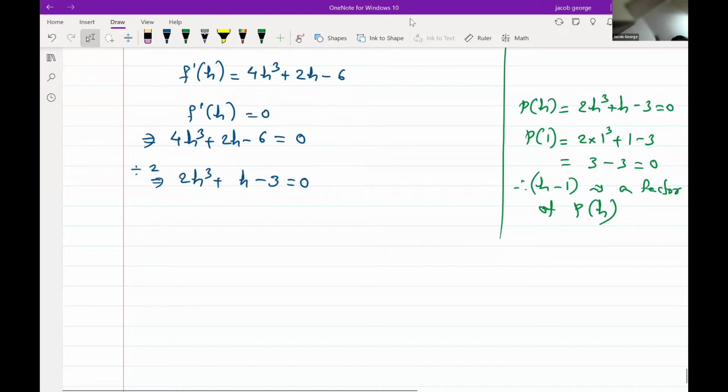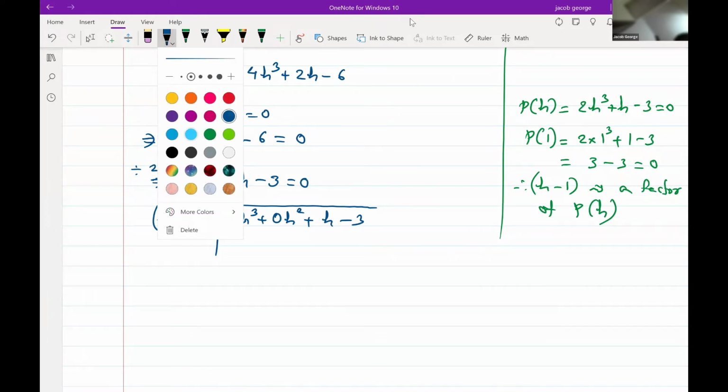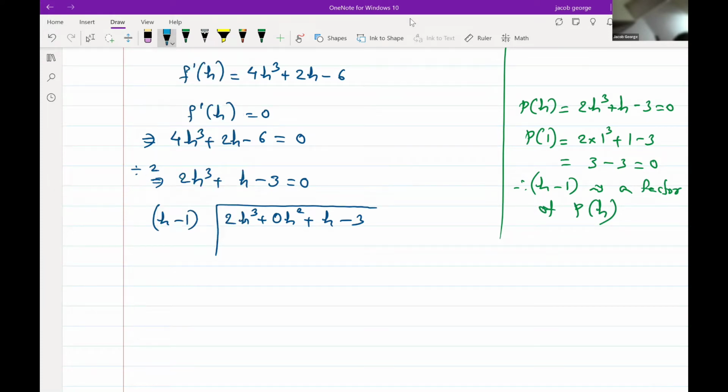Yes, now I will divide 2h cube plus h minus 3. There is no h square, so I will write it as 0h square, plus h minus 3, divided by h minus 1. All of you know the long division. First step is 2h cube by h. 2h cube by h is 2h square. We will write 2h square in the quotient.